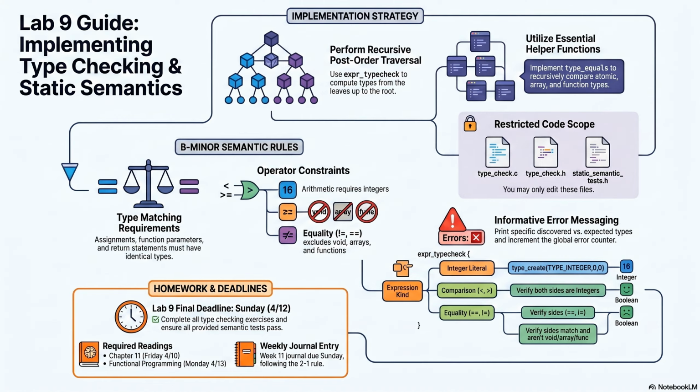Your implementation must explicitly call a type_delete function on the left and right child types after verifying them, but before you return the parent's result type. Okay, so you evaluate the data, extract what you need to validate the rule, and then immediately clean up the heap. Exactly. You can't leave trash lying around.